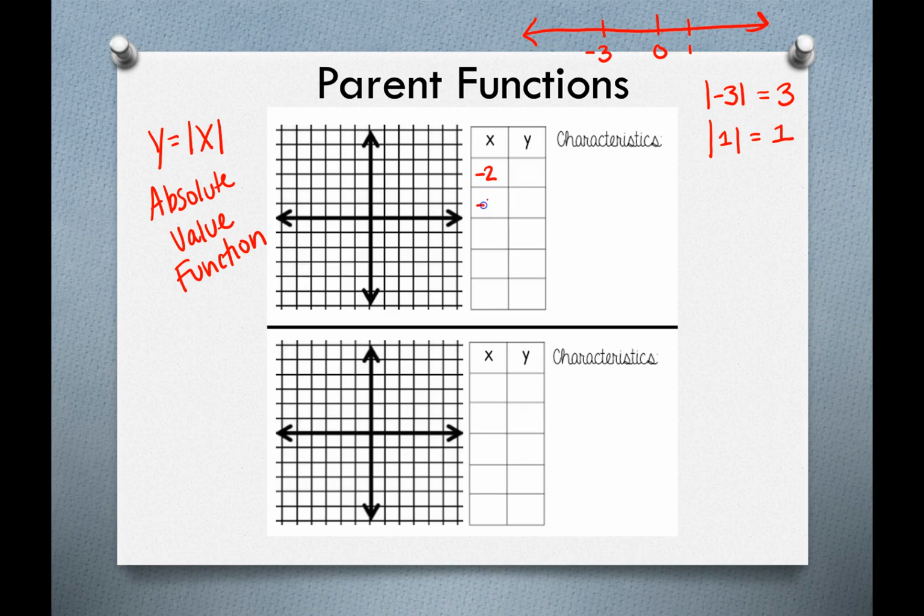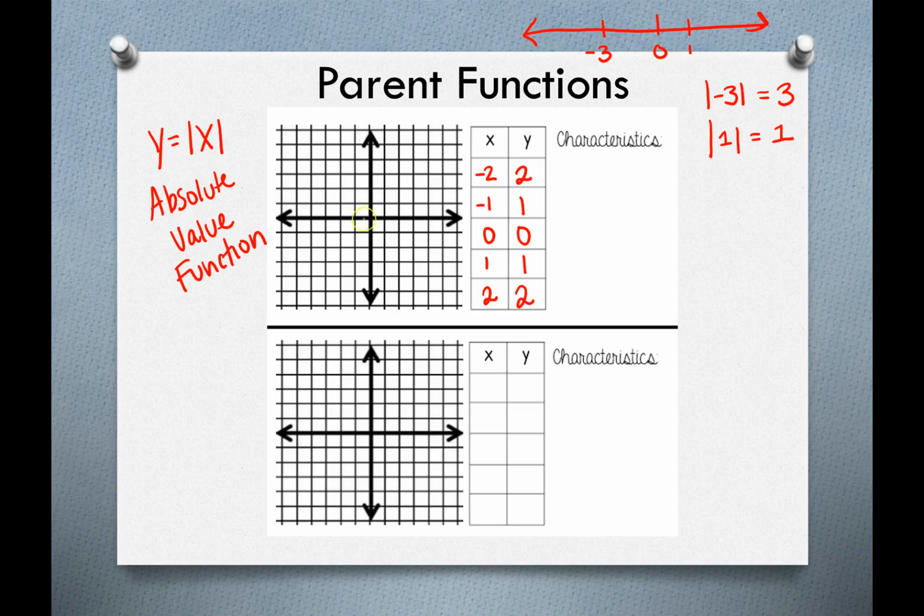So let's just go ahead and fill in this. We've got -2, -1, 0, 1, and 2. And let's take the absolute value of these x's. So the absolute value of -2 is 2. The absolute value of -1 is 1. Absolute value of 0 is 0. Absolute value of 1 is 1. Absolute value of 2 is 2.